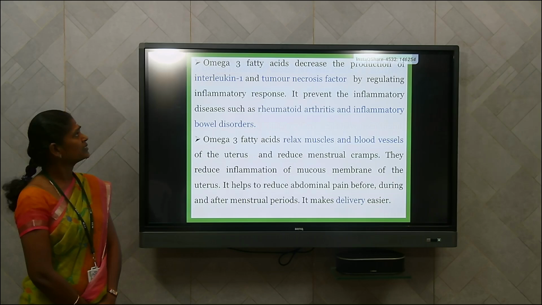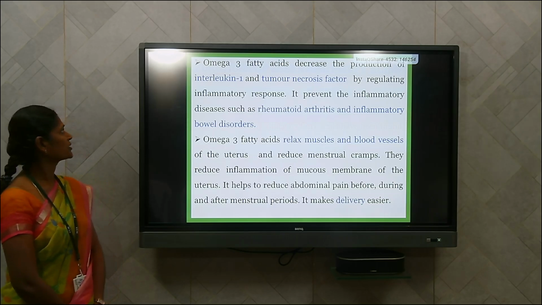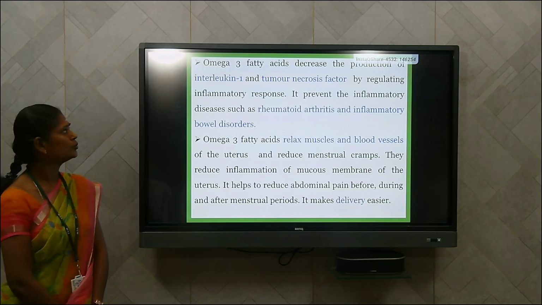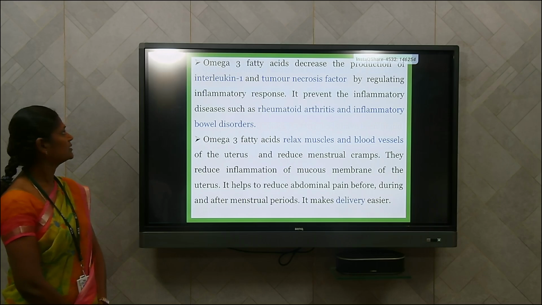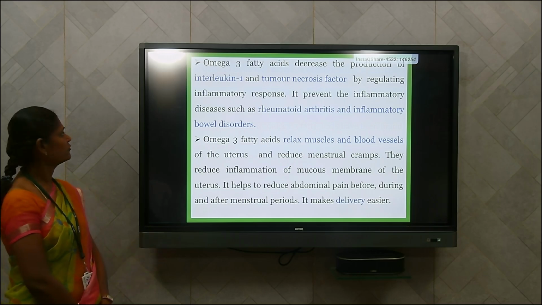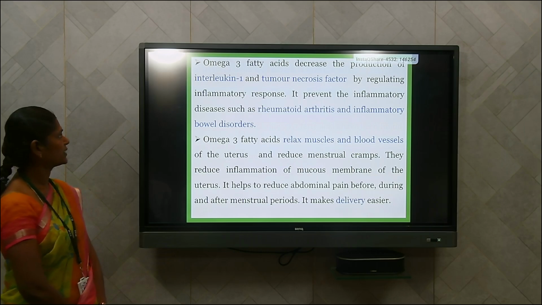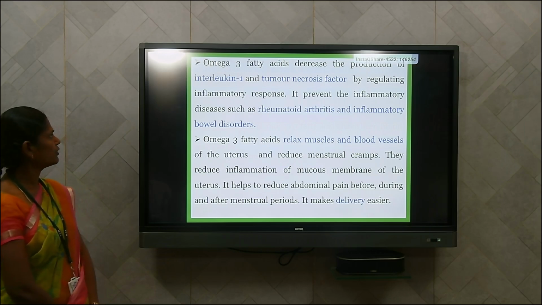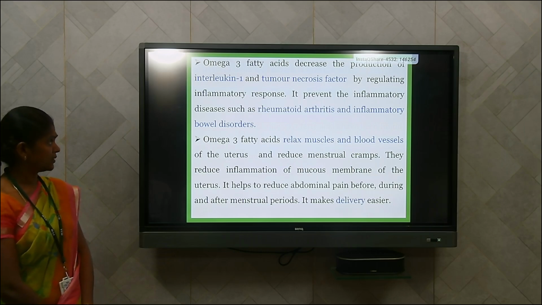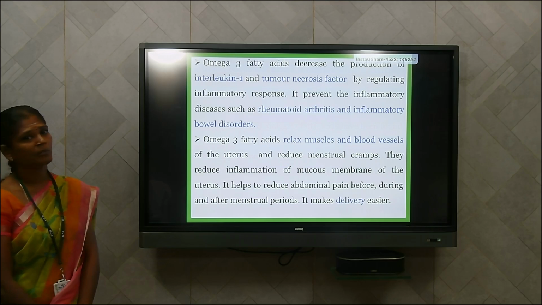Omega-3 fatty acids decrease the production of interleukin-1 and tumor necrosis factors. These are mainly responsible for inflammation, and this can be controlled by omega-3 fatty acids. They also help prevent inflammatory diseases like rheumatoid arthritis and inflammatory bowel disorders.